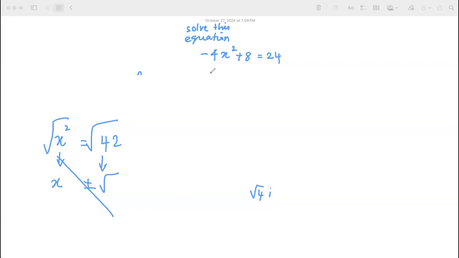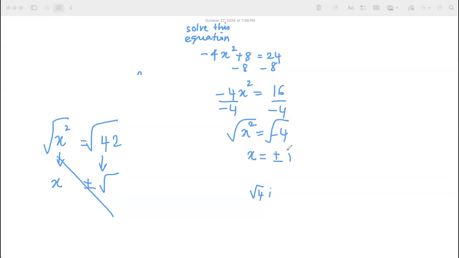Parvini, again, I'm going to solve this one. Subtract 8, minus 4x square equal to 16. Divide by minus 4. It's an equation only, right? You can do this. When you take the square root, guys, please, this side is x, and this side should have plus or minus i. Then the square root of 4 is 2, so x will be equal to plus or minus 2i.